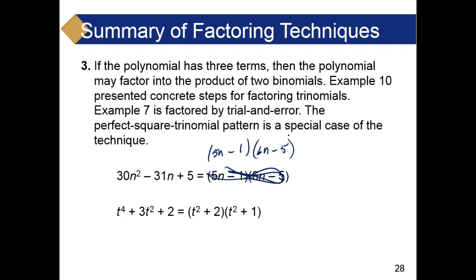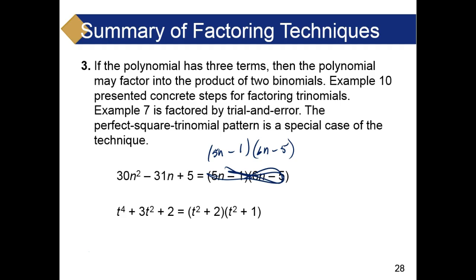Where did it go? Well, that's where your foiling will work. In fact, that's what you've got to do. You don't have to do it, but I suggest you do it. Make sure you got the right answer. 5n times 6n, sure enough, is 30n squared. That works. Then we do the outer, that's negative 25n, negative 6n. That adds to negative 31n. Perfect. And then minus 1 times minus 5 is plus 5.